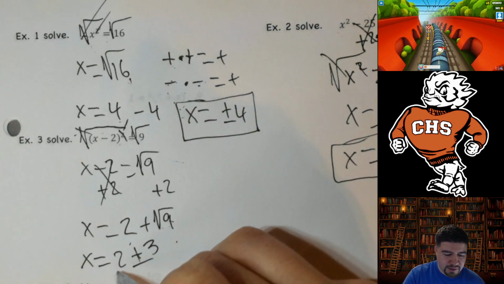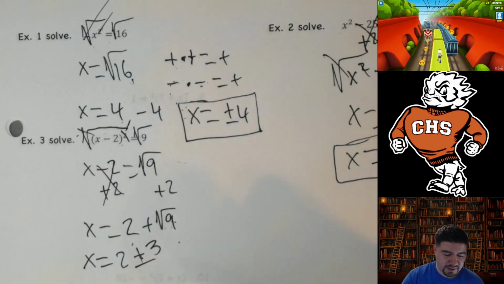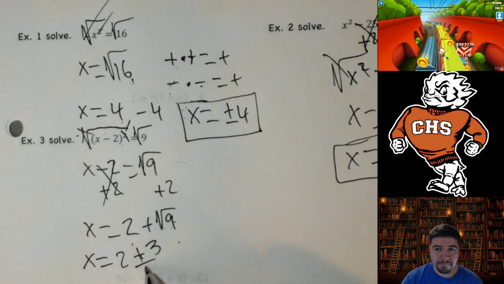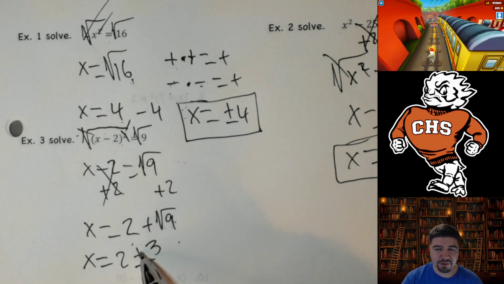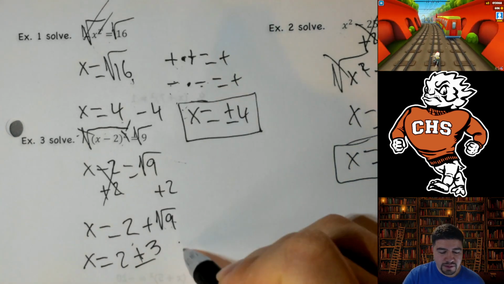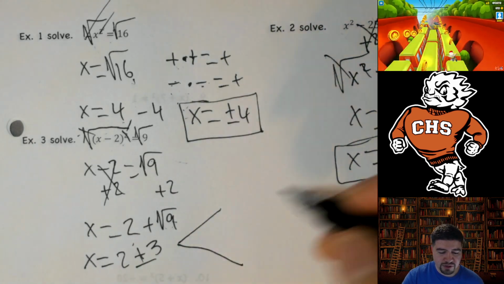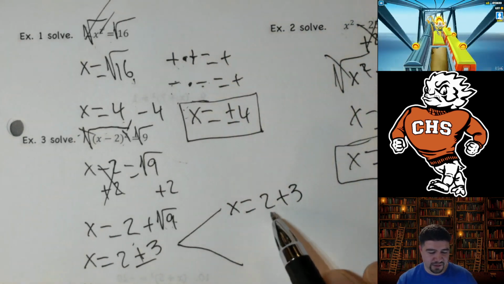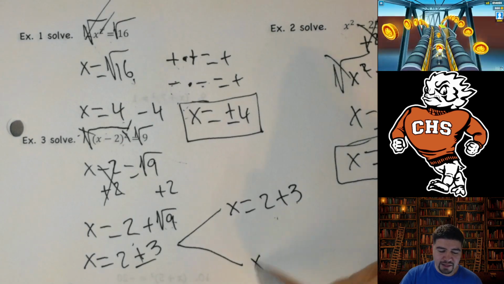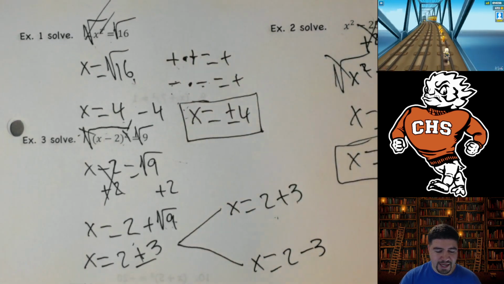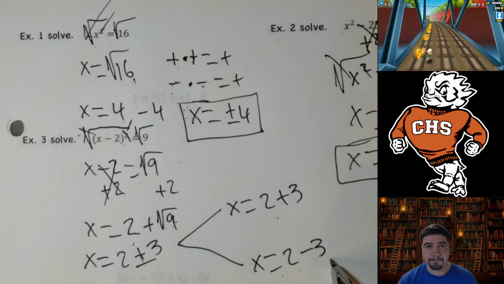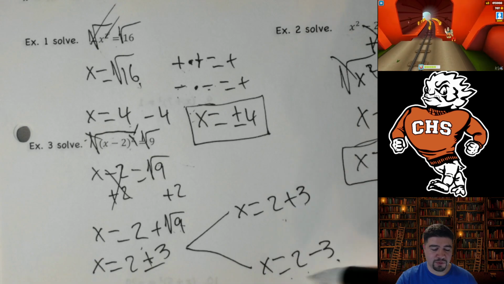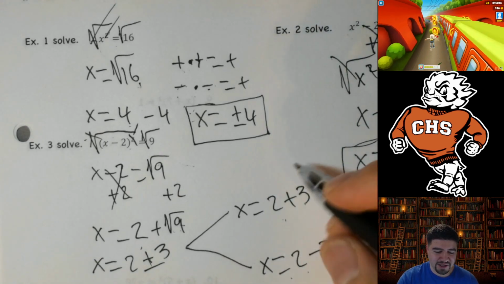So what we have here now is two different possibilities, 2 plus 3 or 2 minus 3. And that's because this 3 could be either positive or negative. So I'm going to consider both options. One option when 3 is positive, and in this case I'll have x equals 2 plus 3. And then the other option where 3 is negative, and I'll have x equals 2 minus 3. So all we have to do is just work out this math for both of them, and we'll be pretty much done with that answer.